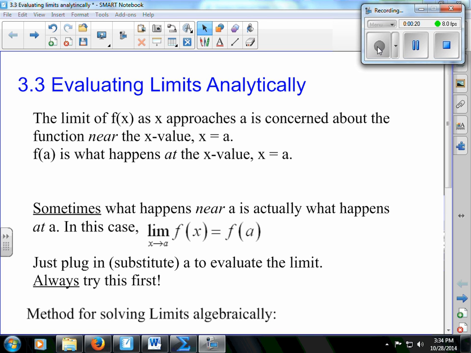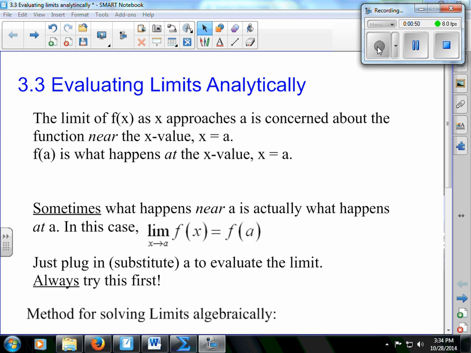However, we will not have a calculator with us to make a table, and we will not look at a graph to see the picture of what the y values are approaching. So let's review what we know about limits so far. The limit of a function is concerned about the function near the x value in question. It is not what is happening at the actual x value. F of a is what happens at our actual x value.